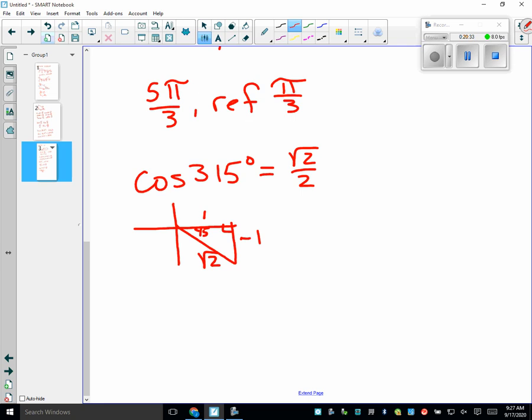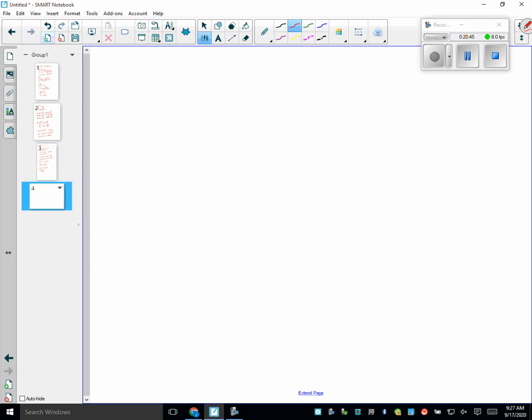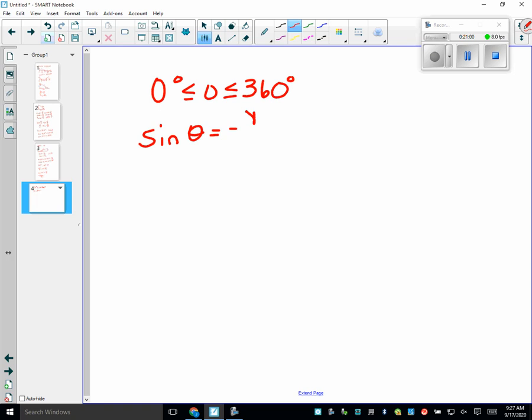Find two angles between 0 and 360 degrees that satisfy when sine of theta is negative radical 2 over 2.